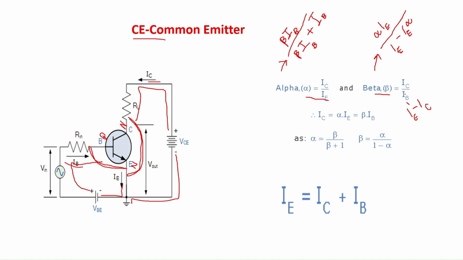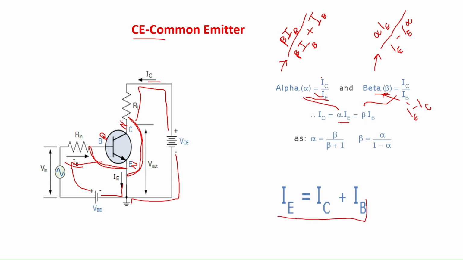From the equation alpha equal to IC by IE, if we cross multiply, we get IC equal to alpha IE. Similarly, from beta equal to IC by IB, if we cross multiply beta and IB, we get IC equal to beta IB. This is the equation for IC in terms of alpha as well as beta.